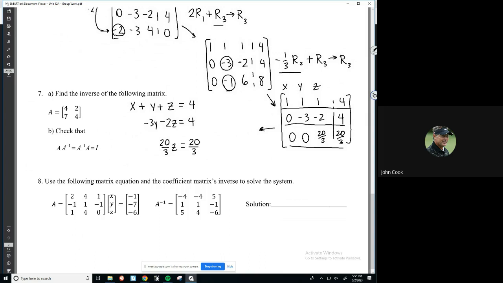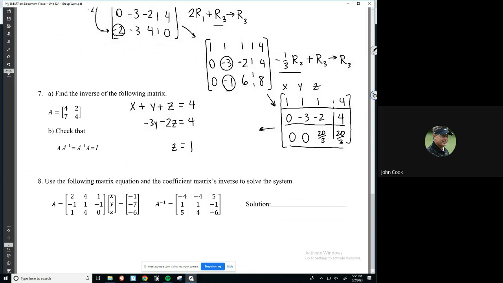That looks nasty, doesn't it? Well, wait a minute. That last one's really easy to solve, right? How do you solve for z? How do you get it all by itself? You can just divide both sides by 20/3, or multiply by the reciprocal. Either way, you get z is equal to 1. It's just 1. So there you go, z equals 1. That's part of your solution.